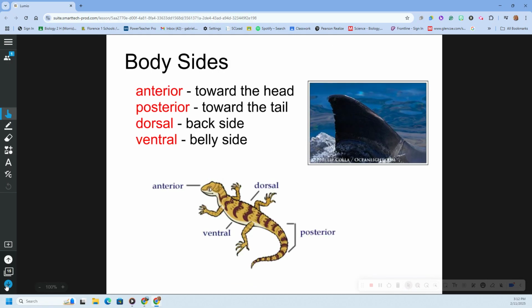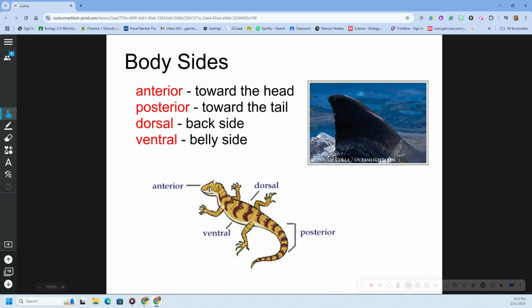And then last, we're going to refer back to these terms: anterior, which means towards the head; posterior, which means towards the tail; and dorsal and ventral. Dorsal is the back side, ventral is the belly side. The famous dorsal fin of a shark is seen here. And the way you can remember dorsal and ventral, the dorsal is generally darker. Dorsal starts with a D, darker starts with a D. And that's called counter shading.